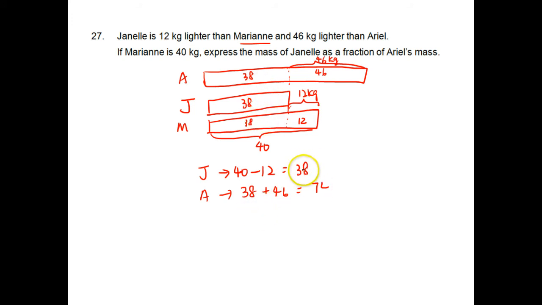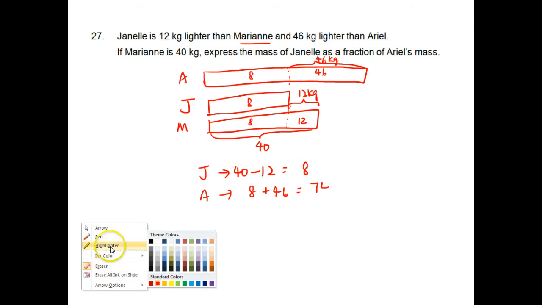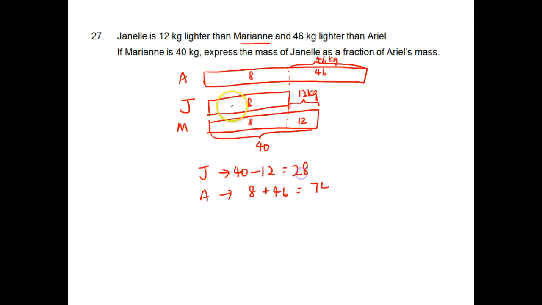I'm sorry, mistake here. 40 minus 12 is 28. 28 plus 12 is 40. So Janelle is 28. Ariel will be 28 plus 46, which equals 74 kilogram.